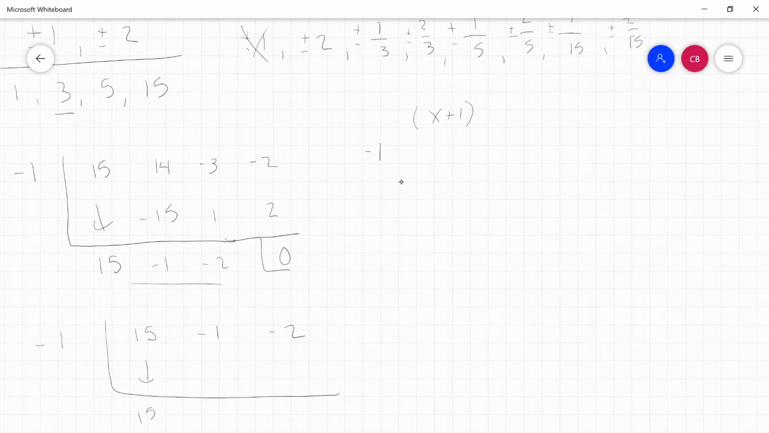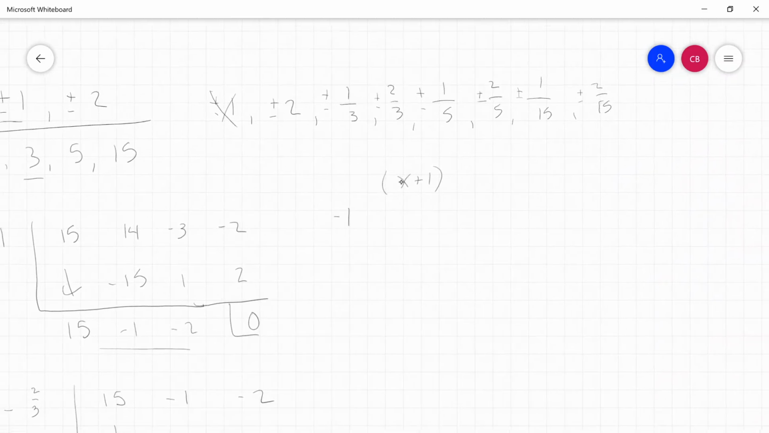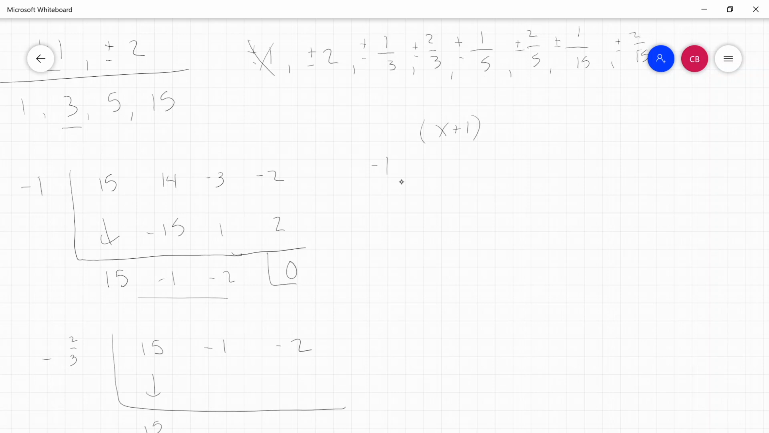2/3? No, 2/3 might, yeah, let's try 2/3. Maybe that'll work. So 2/3 of 15 is going to be 10. So this is -10. It's not going to shrink it enough. So 2/3 didn't work. This would give us -11, and then that's going to give us a fraction, and that's not going to give us 0 with that. So that's how I knew to stop. Let's try 1/15. Maybe that'll work.